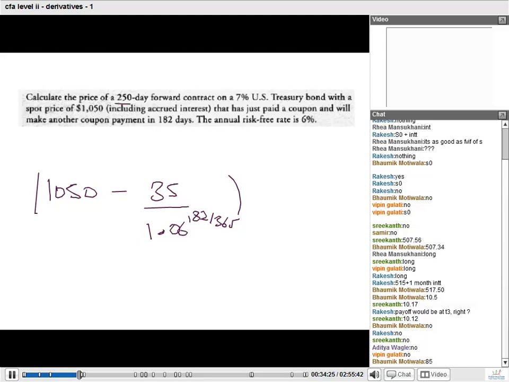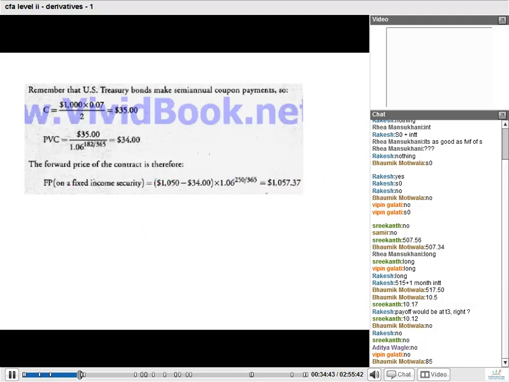So raise this by 1.06 raised to the power 250 by 365. So I'm assuming annual compounding for the rate. You could assume semi-annual compounding also in the questions of bonds. So compute the present value of the dividend payment. 35 upon this. Remove the present value from the spot price and compute the fair forward price.